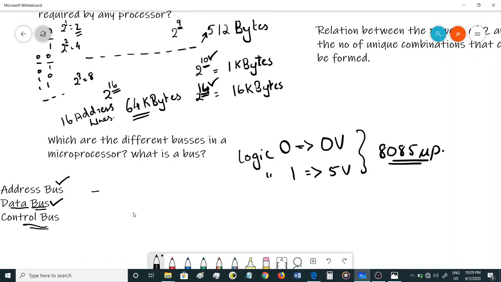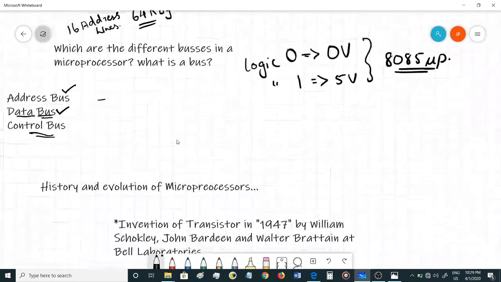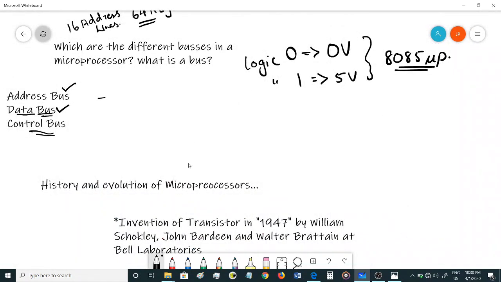Probably you might be knowing all these basic stuffs. If you don't know, it would have been a very good help for you guys. Now we'll just quickly go through the history and the evolution of microprocessors.